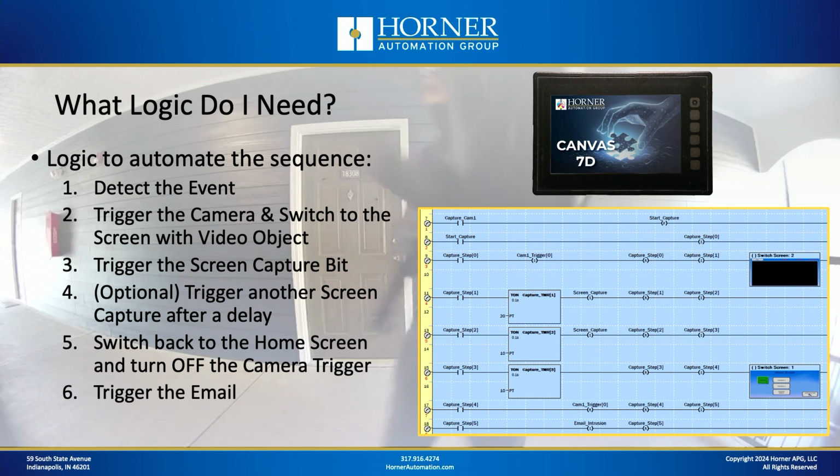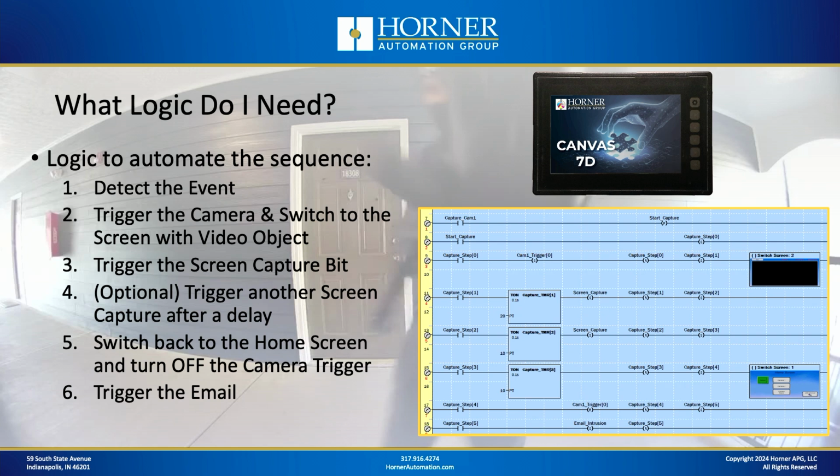Once you've detected your event, you're going to trigger your camera. You make sure the camera is on, and then you switch automatically in logic to the screen that has the video object on it, which gets the video playing through the camera on a screen. Then you're going to trigger your screen capture bit. Notice in my logic on the screen there is a little bit of a delay. I've got a 2-second delay there, I believe, from the time I turned on the camera and switched screens to the time I did the screen capture. I want to give it a couple of seconds to make sure the image is on the screen, and then I capture it.